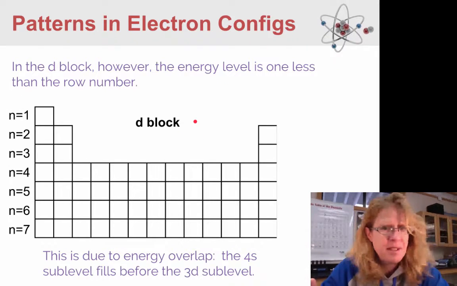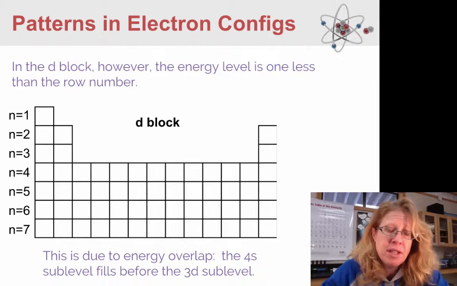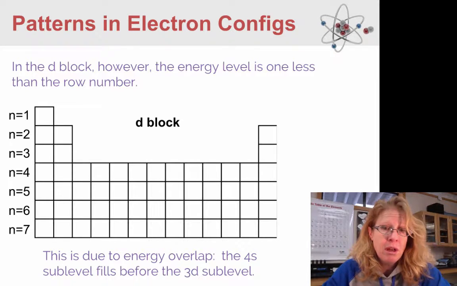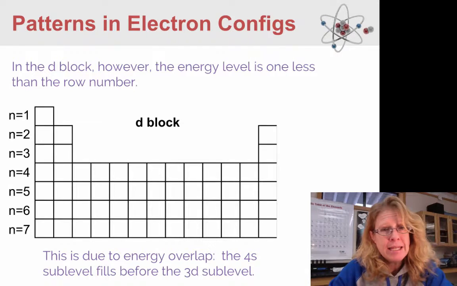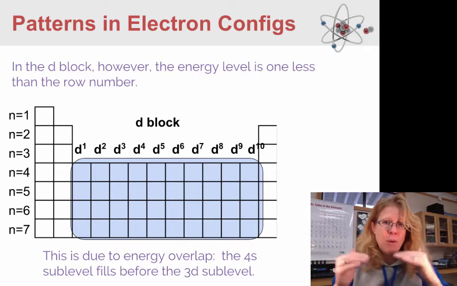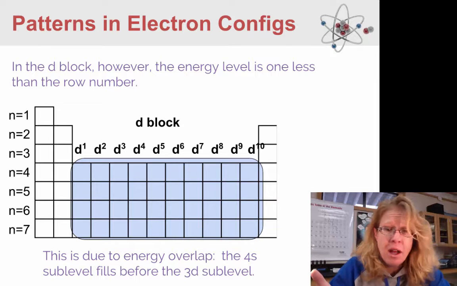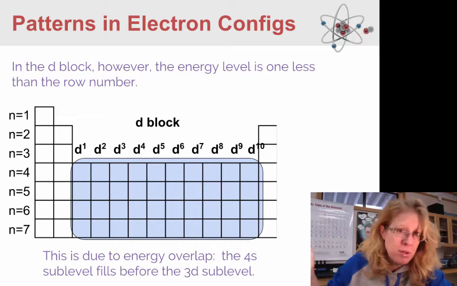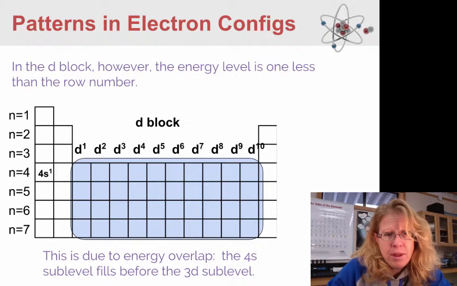D block does exactly the same thing, where the number of columns corresponds to the number of electrons in the d sublevel, but there's a trick here. Remember, there's energy level overlap. So that means that the 4s is going to start to fill before the 3d, which means that we have a weird energy level number in here as this goes. So again, the columns make perfectly good sense, d1, d2 through d10. That makes good sense, but it's the energy level number that's a little bit off.